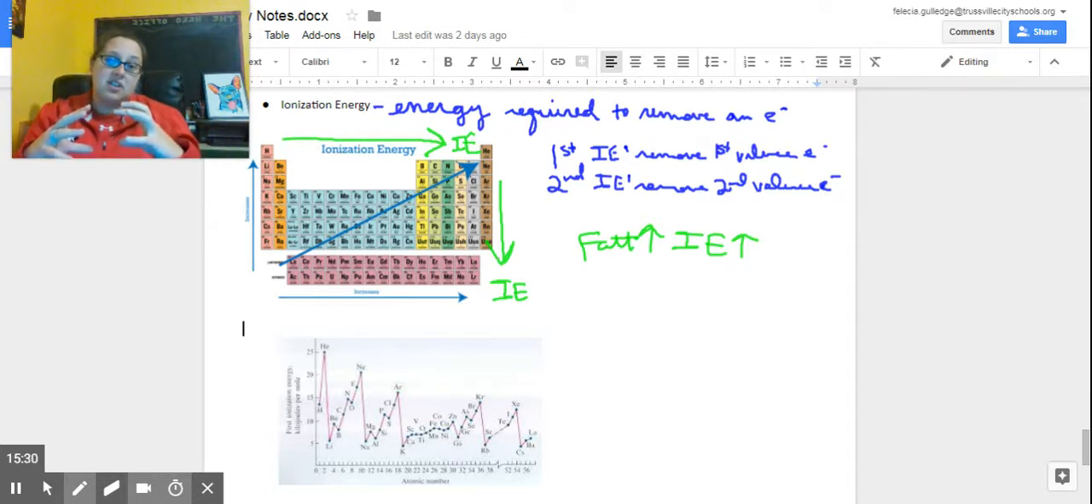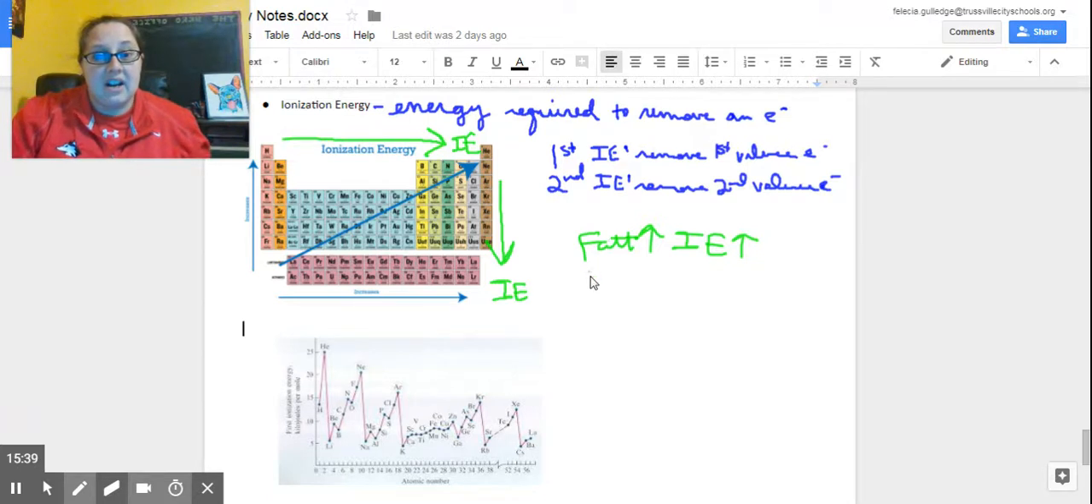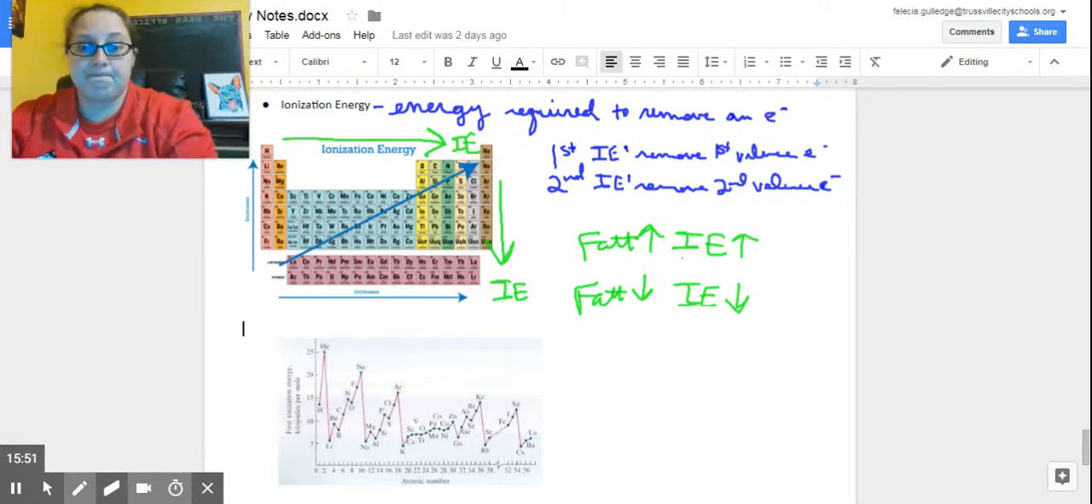Is it going to take more energy or less energy to remove that electron? Well, hopefully you answered right. It's going to take less energy to remove that electron. So the idea here is that as force of attraction decreases, ionization energy decreases as well. Less energy is required to remove the electron.